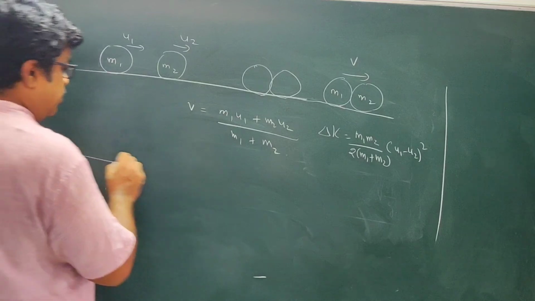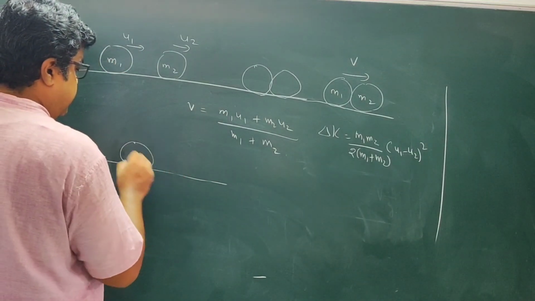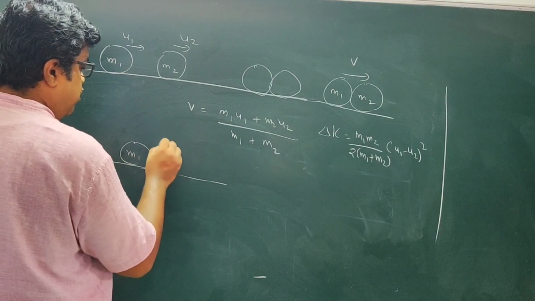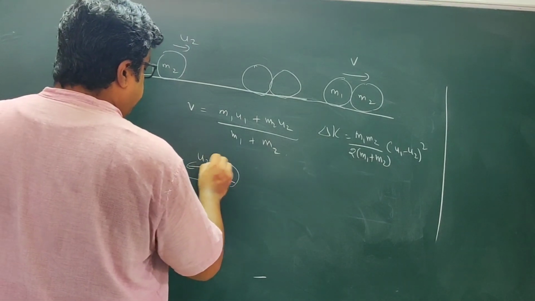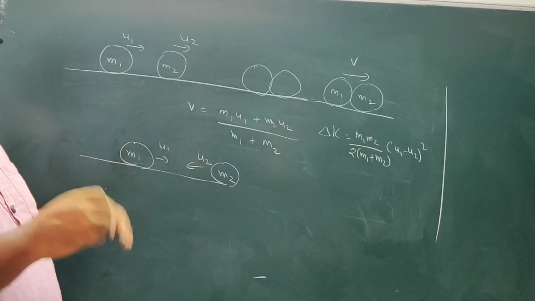Now suppose the collision is like this: m1 is moving in this direction with velocity u1, and m2 is moving in the opposite direction with velocity u2, and they are undergoing collision.